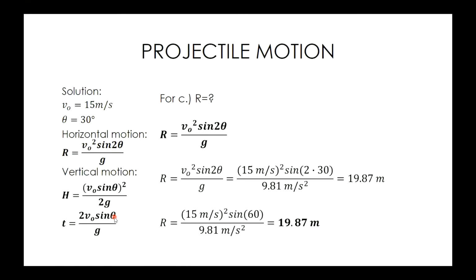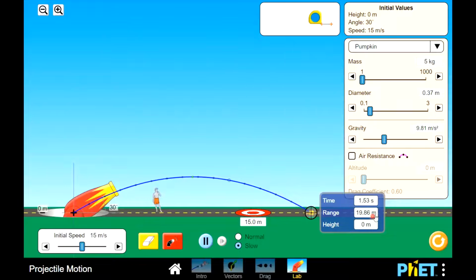For C, we are going to look for the range. So, meron tayong formula, direct substitution again. We have V0 squared sine 2 theta over g. So, 15 meters per second squared, sine of 2 times 30, over 9.81. This is constant. So, we have 15 squared sine 60, 2 times 30, and then 9.81. That will give us 19.87 meters. So, roughly, same ang sagot dito sa ating simulator, 19.86 meters.